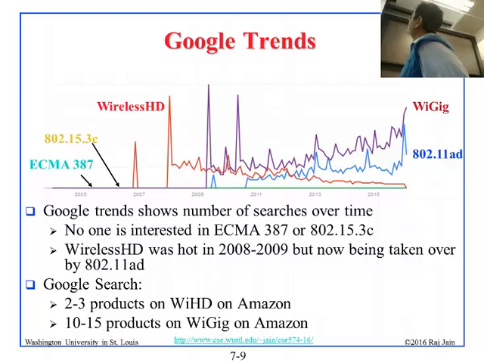WiGig and 802.11ad are the same, by the way. So WiGig is the product name for 802.11ad, and those are the things that people are searching for. Now, this Google Trend simply says what people are searching for. It doesn't say people are buying it. But if people are not buying it, they're not searching for it. Yeah. Is the product name of 802.15 Zigbee?